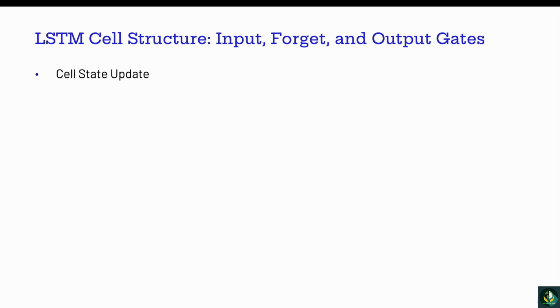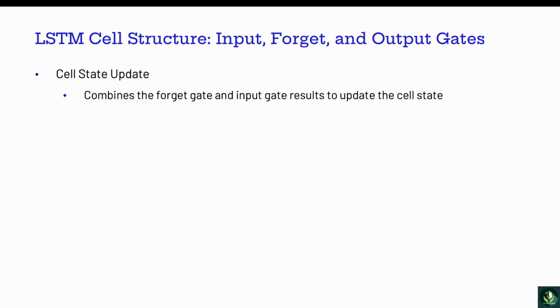Next, let's look at the cell state update. This combines the forget gate and the input gate results to update the cell state. And the formula is Ct = ft · Ct-1 + it · C̃t.